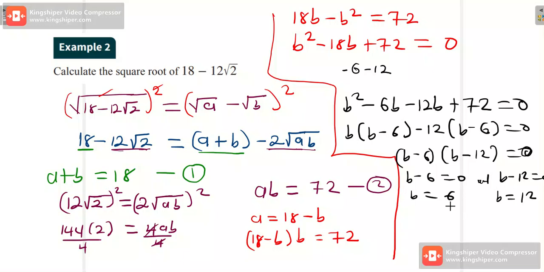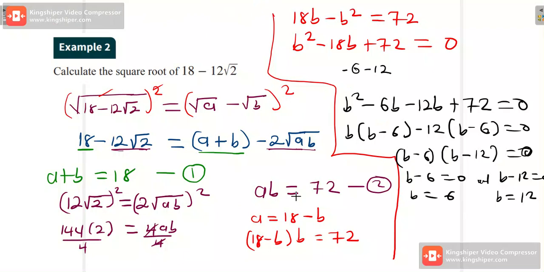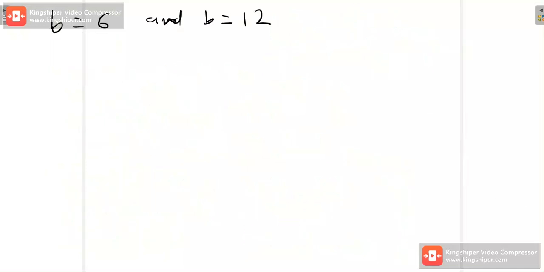We have two values for b. That is, b is equal to 6 and b is equal to 12. But you can see that from this expression, we saw that a is equal to 18 minus b. A is equal to 18. Let me write it clearly.